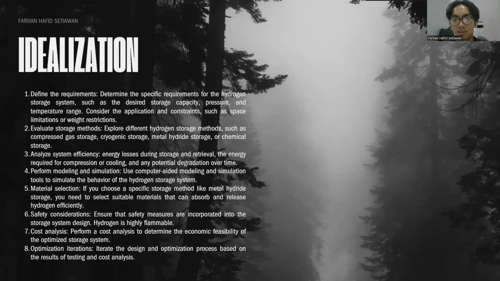Six is safety considerations, to ensure safety measures are incorporated into the storage system design. For example, hydrogen is highly flammable, so safety is a priority. Seventh is cost analysis: perform a cost analysis to determine the economic feasibility of the optimal storage system. And last, optimization iterations: iterate the design and optimization process based on the results of testing and cost analysis.